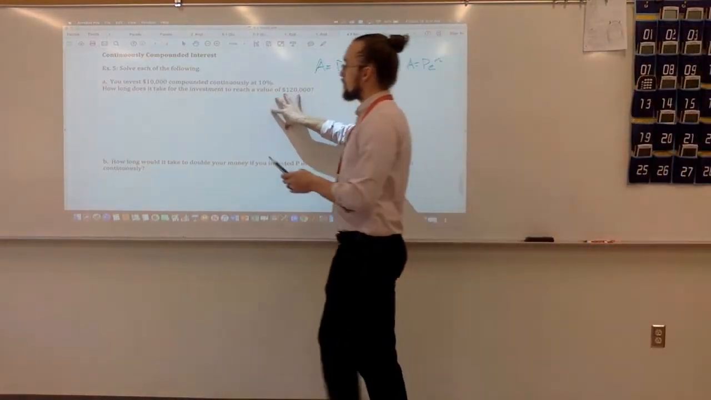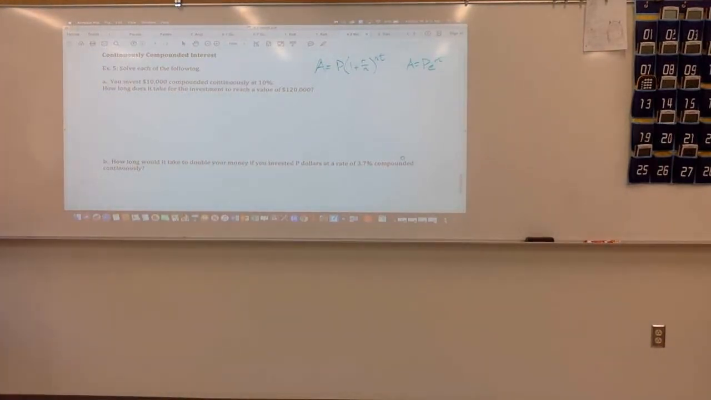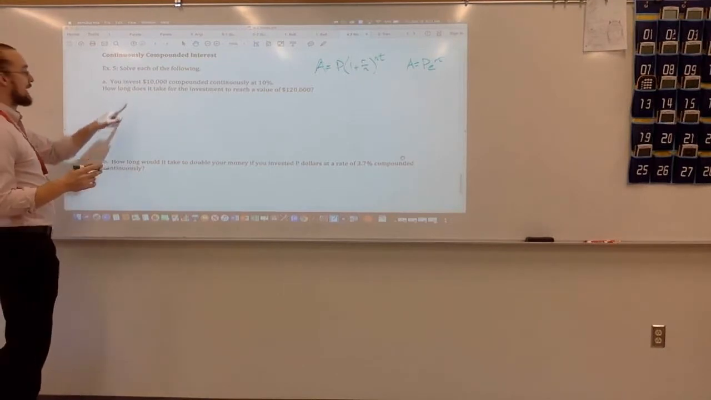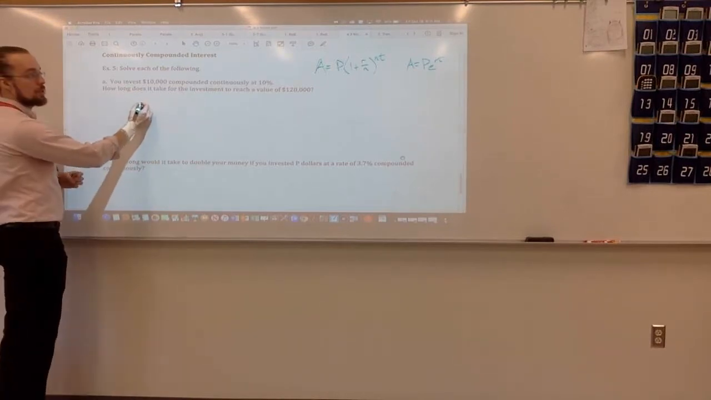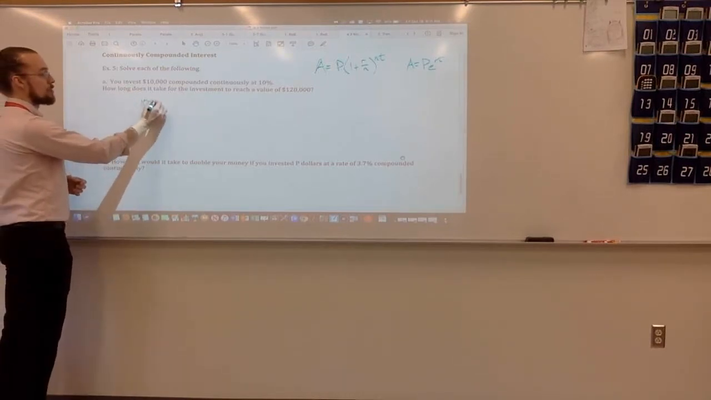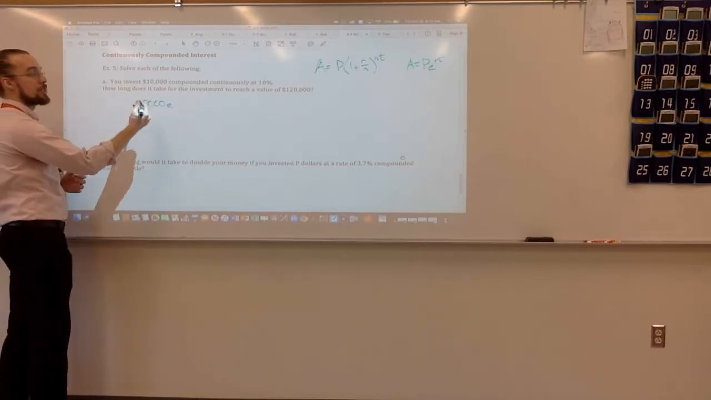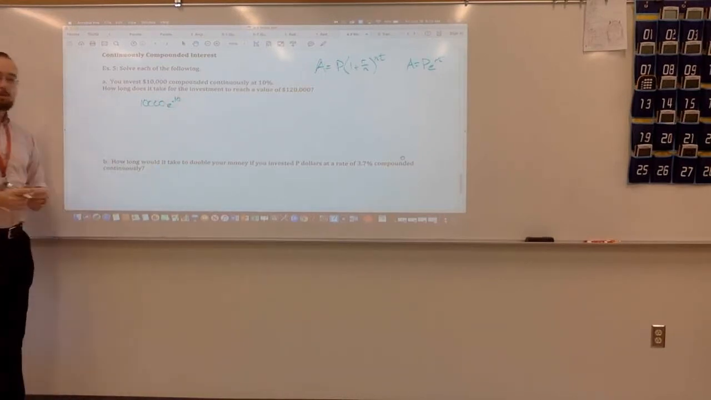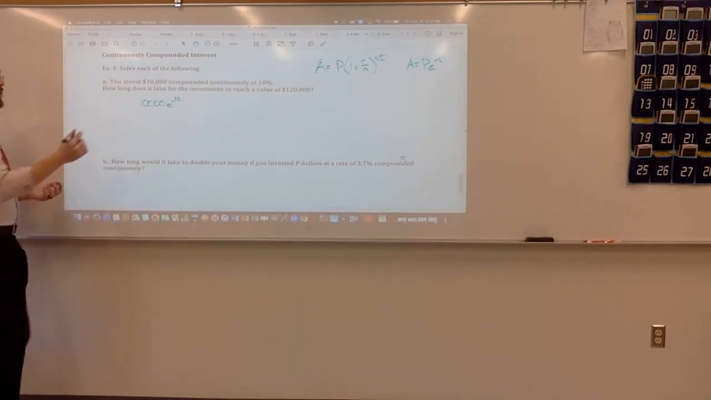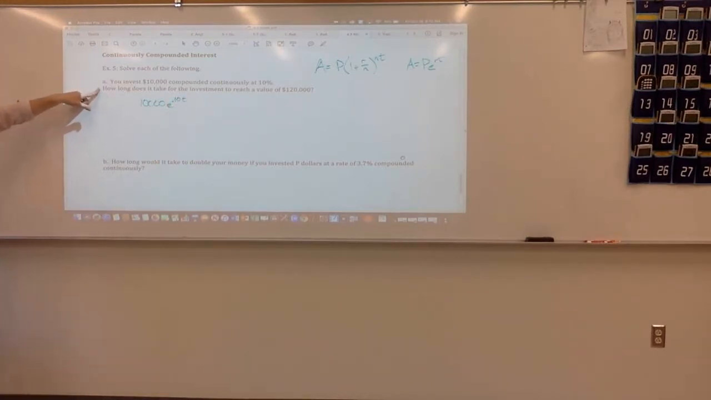So here in A, it says we're compounding continuously, so I'm going to use my PERT formula. And it says I invest $10,000 at a rate of 10%. So my principal amount is 10,000 times e raised to the rate as a decimal, 0.10, times time. Okay, and it says how long.